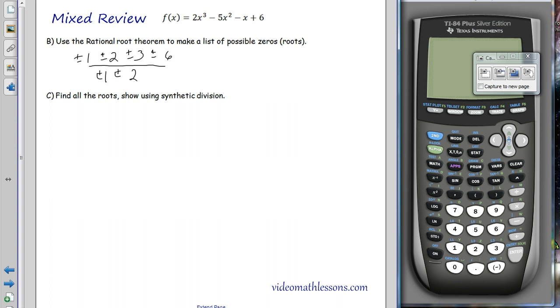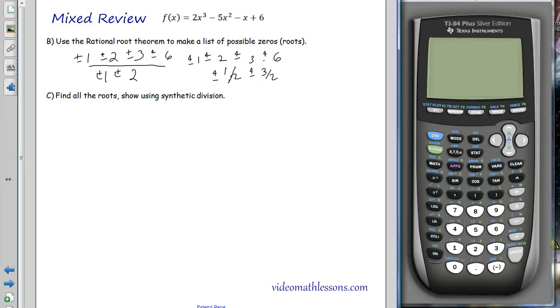Now we do the fraction here. I divide everything by 1, I get what I started with. So it'll be 1, 2, 3, 6. And then we do the fraction. So I get 1/2, and what else? We get 3/2. We don't do 2 over 2 because that's a 1. I already have that number, so I don't rewrite it. So that's that. Find all the roots and show using synthetic division.